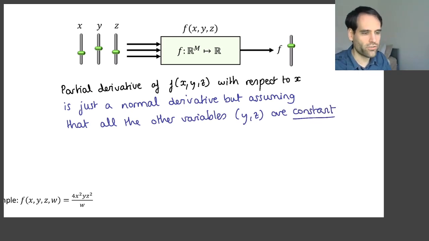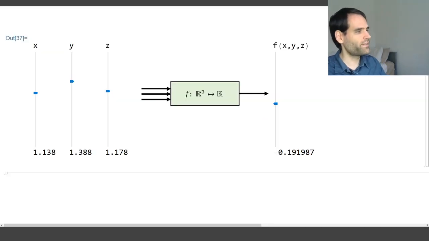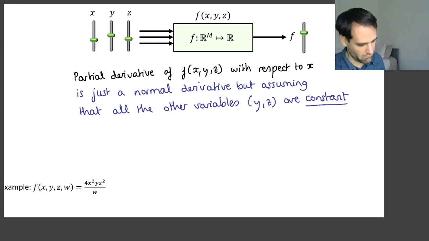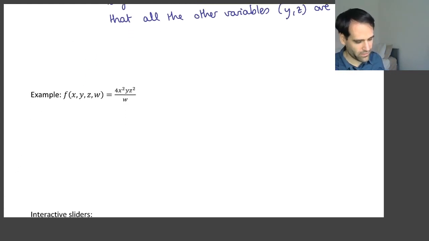Okay, so in other words, we are going to calculate the derivative of this function as if y and z, these 2 sliders, we keep them fixed and we only change x. So now we can calculate a derivative which is df, the change in f, divided by dx, the change in x. Okay? And we keep y and z constant. In practice, what does this mean? Very simple. Consider this example.